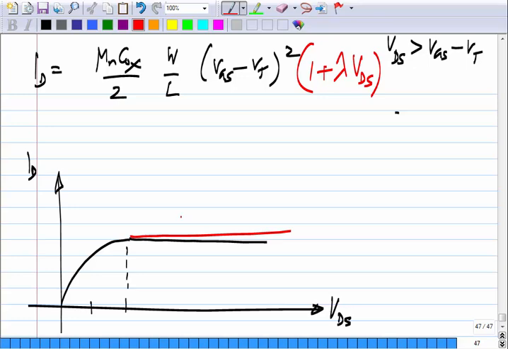Now, it does very much depend on the drain source voltage. It increases with drain source voltage. This lambda can be small, but it is not 0. Okay. So, let us say lambda is some 0.02 inverse volts or something. The units of this are inverse volts, so that lambda VDS is dimensionless. Okay. So, this is the model of the MOS transistor.